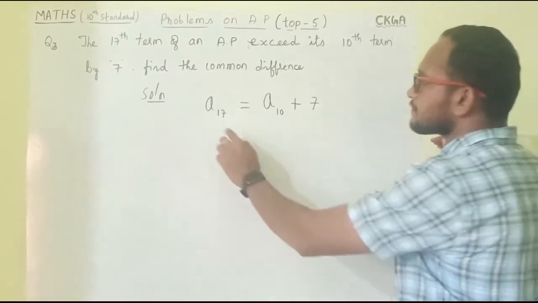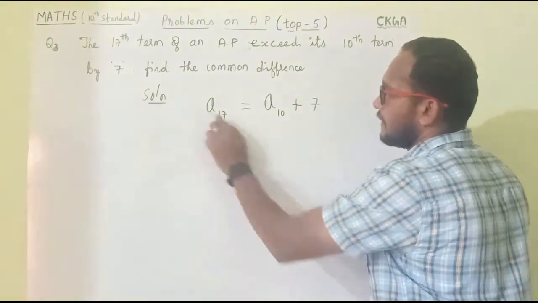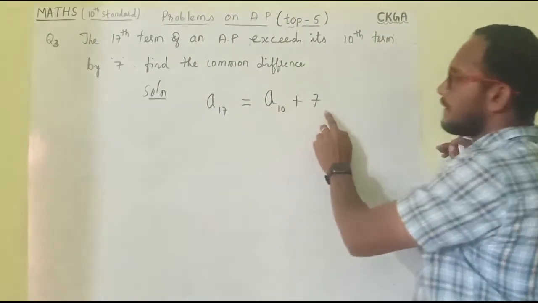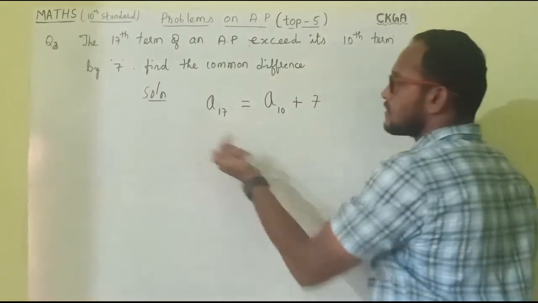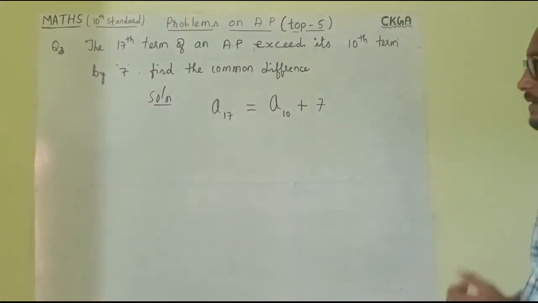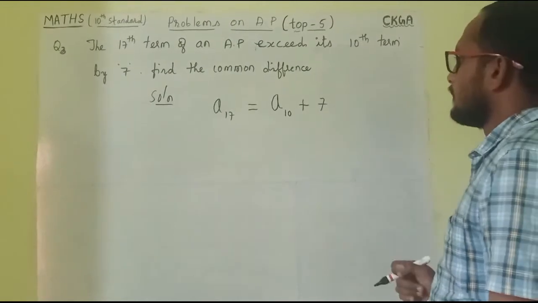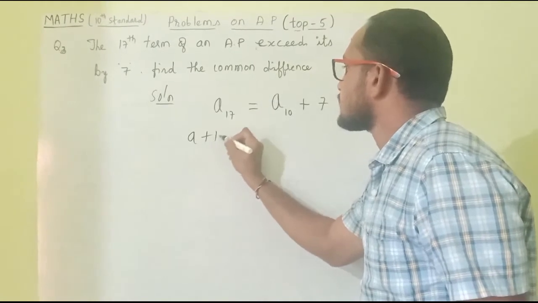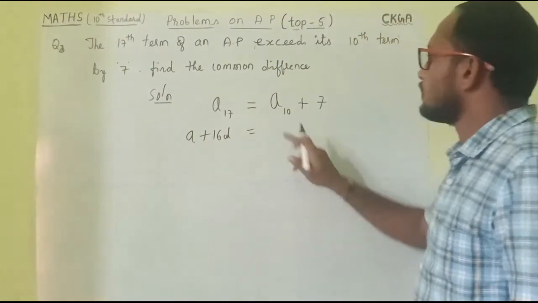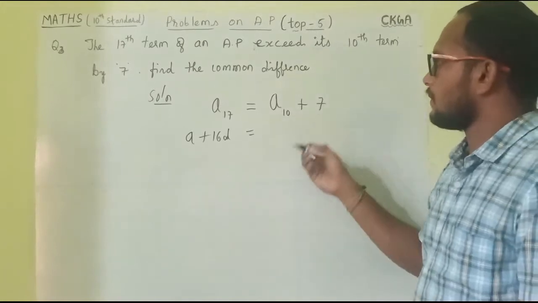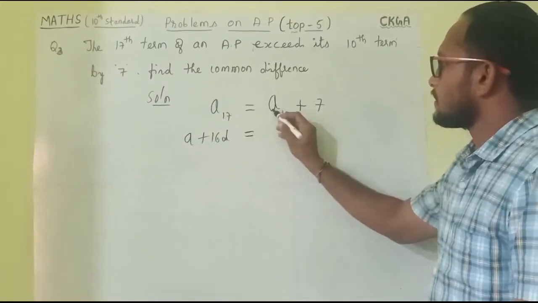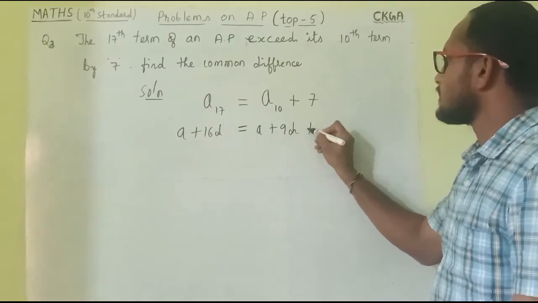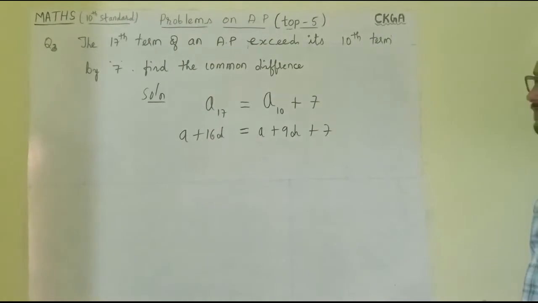You can solve different types of questions on these kinds of statements. The 17th term of an AP exceeds the 10th term by 7. As you know, A17 represents the 17th term of an AP, so A17 can be written as A plus 16D is equal to A10. What could you write now? A10 means A plus 9D, plus 7. So it's time to simplify.